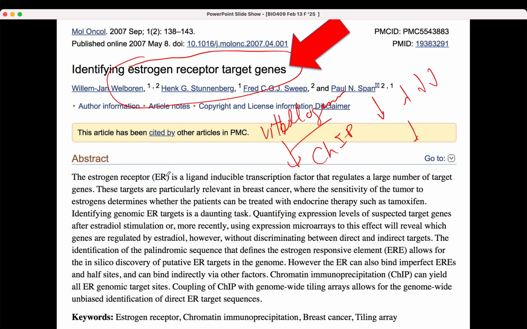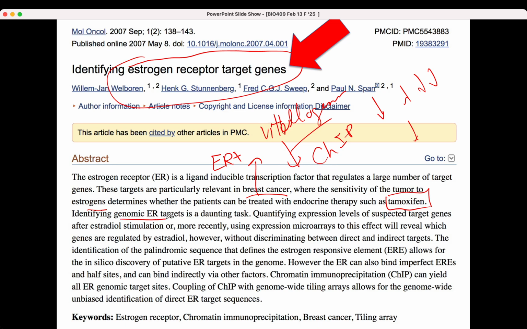So see, it just says estrogen receptors are ligand-inducible transcription factors that regulate a large number of target genes. These targets are particularly relevant in breast cancer. What kind of breast cancer? ER-positive breast cancer, right? That the sensitivity of the tumor to estrogens determines whether the patients can be treated with endocrine therapy. Right? So we understand that and should be able to express that knowledge on a test.